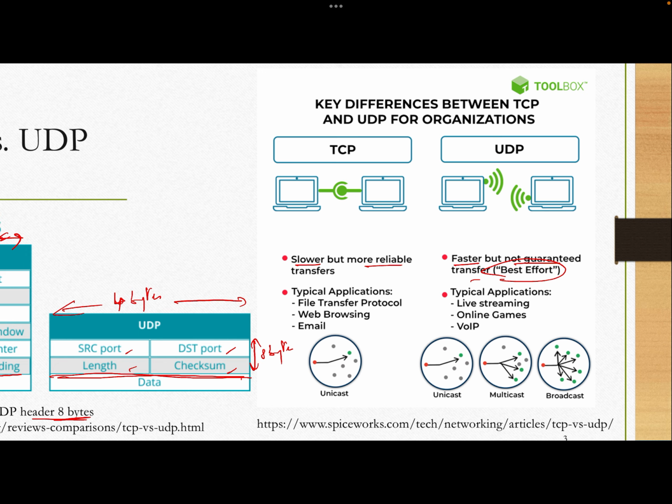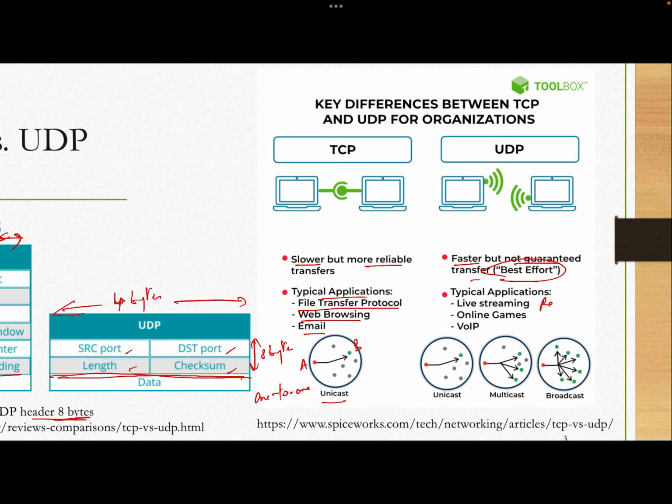TCP has many applications, most applications that want reliability. File transfer, where we want the file to be transferred correctly, web browsing, email. And it uses unicast. Unicast is like A to B, so it's one-to-one connection, and it can be across many networks.